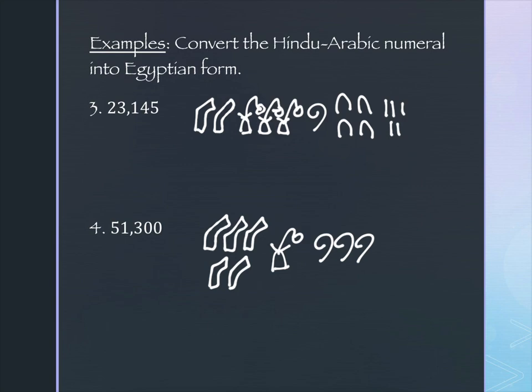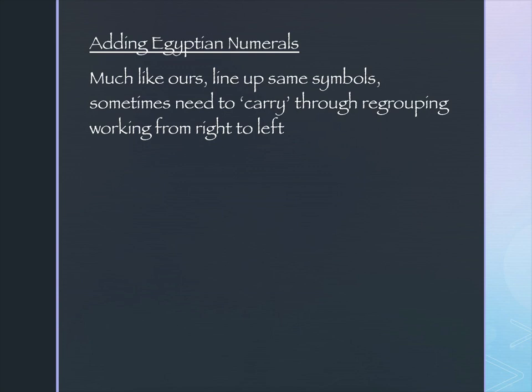Okay. Now we're going to talk about addition and subtraction. This is the only system where we're going to look at addition and subtraction, and we're looking at it for really the purpose of recognizing that it's so similar to what we do. What we do goes all the way back to the Egyptians, right? Pharaoh, Moses, all of them. Adding Egyptian numerals is much like ours. We line up the same symbol. Sometimes we need to carry through regrouping, and we work from right to left.